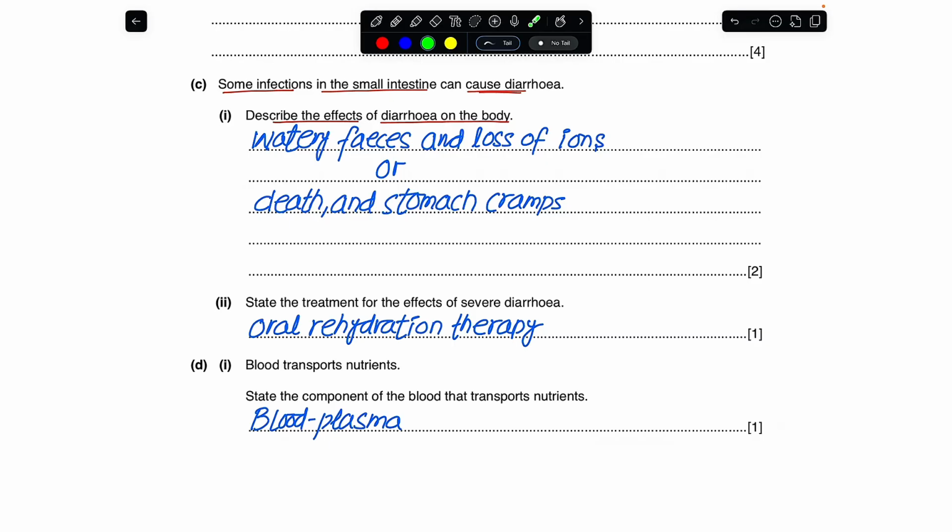For 1 mark, they asked you to state the treatment for the effects of severe diarrhea. So this is oral rehydration therapy, or you could be taking antibiotics, but only when the diarrhea is caused by the Vibrio cholerae bacteria.